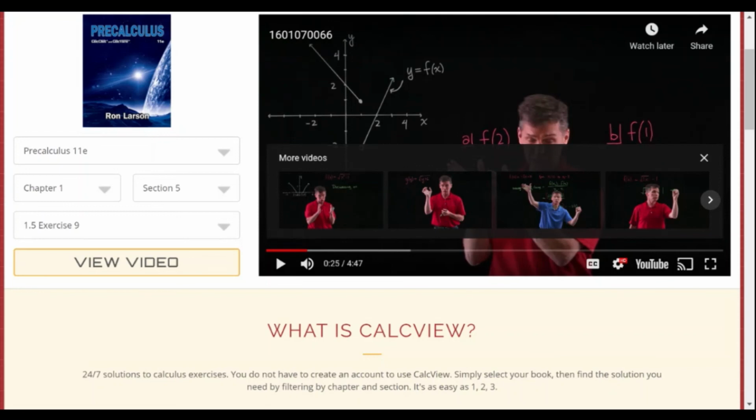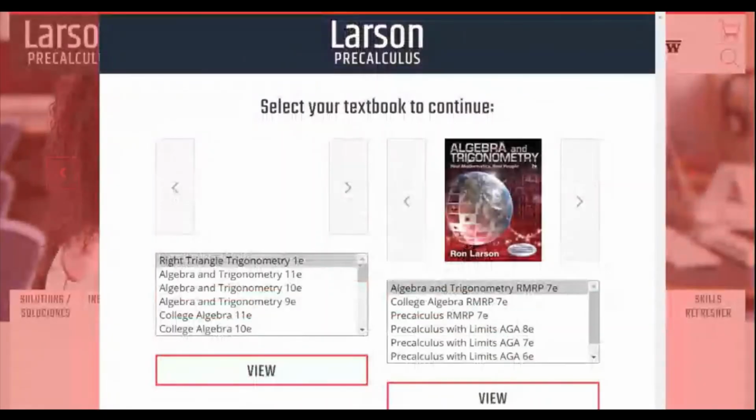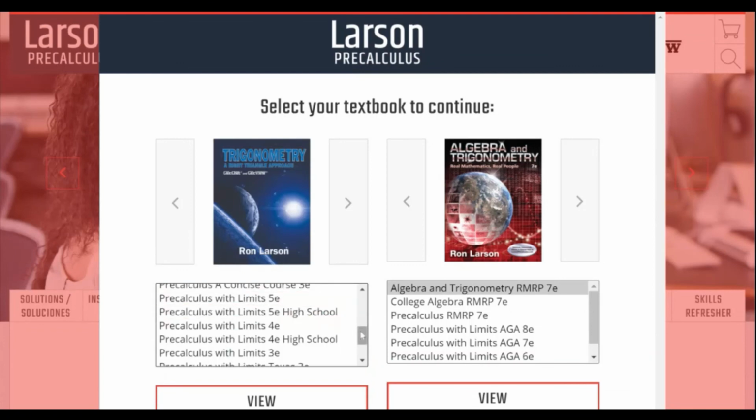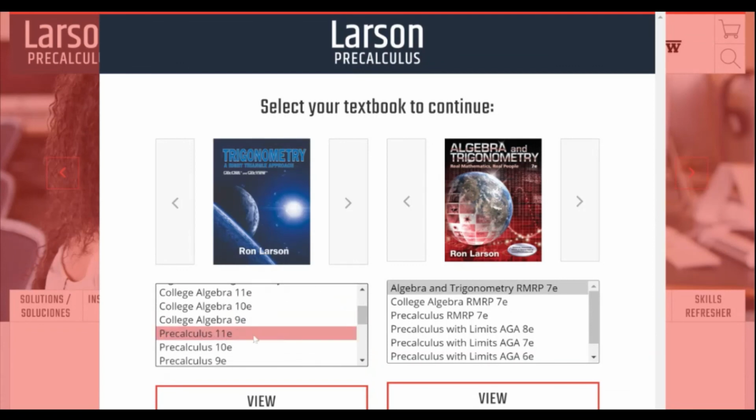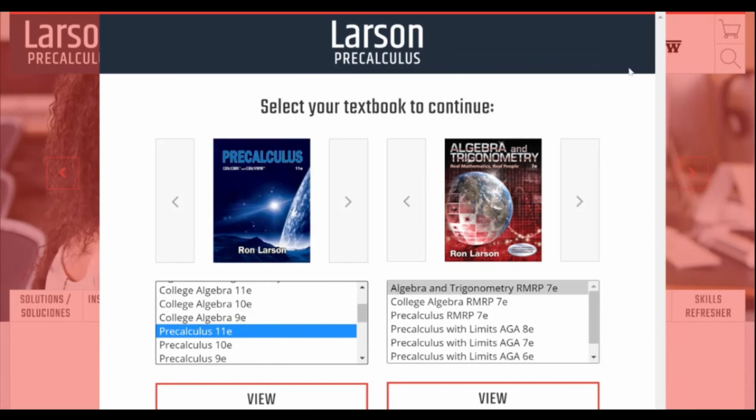Larson Precalculus. Larson Precalculus. All right. Let's say it one more time. Now, what's the name of our book and what edition is it? Precalculus 11th edition. All right, let's see if I can find it. Here we go. I'm clicking on Precalculus. Y'all see it's the blue book. That's why I showed it to you so you can have a visual of it. It's the blue book. I'm going to hit view.